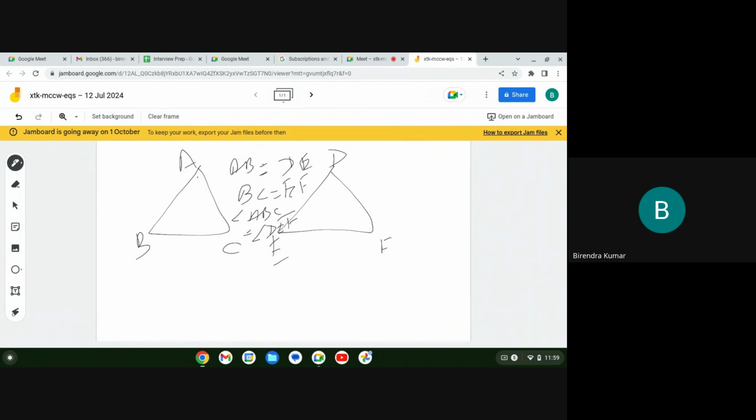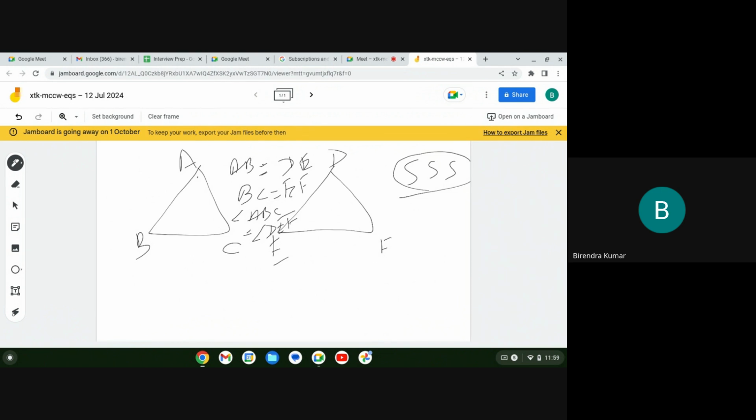Now, one theorem that we know is that if I see that there are three sides which are matching, then they are congruent. But here in this case, we only know two sides are matching. We don't know about the third side. So we want to find that out.